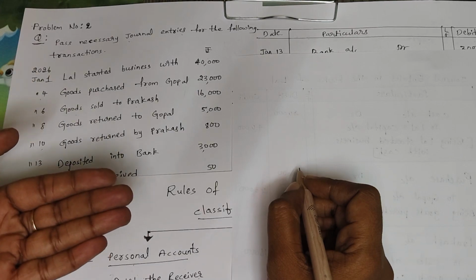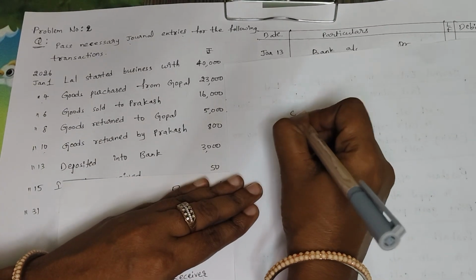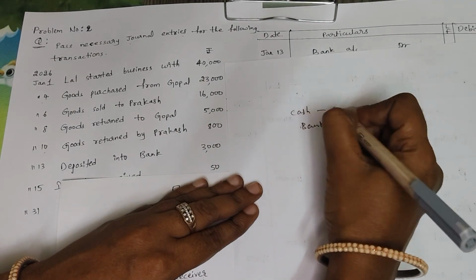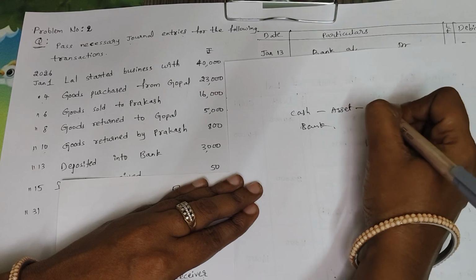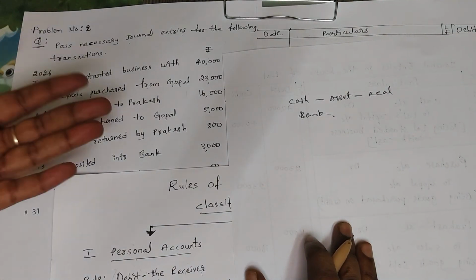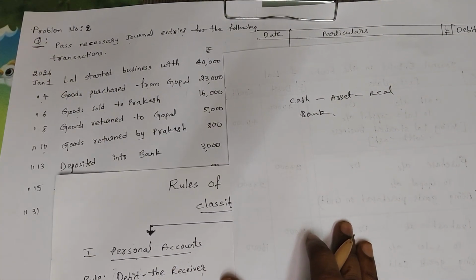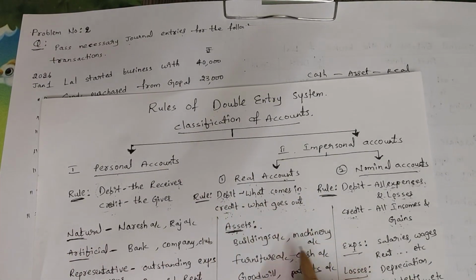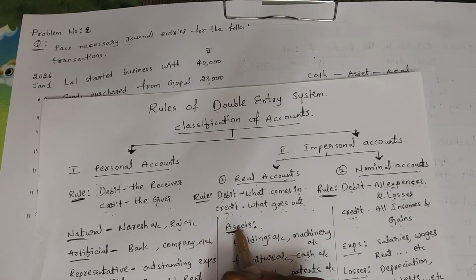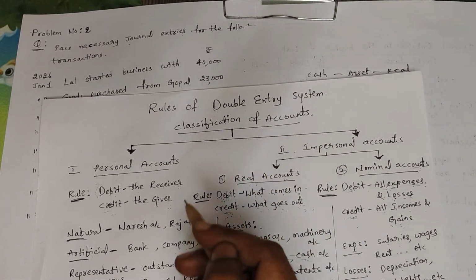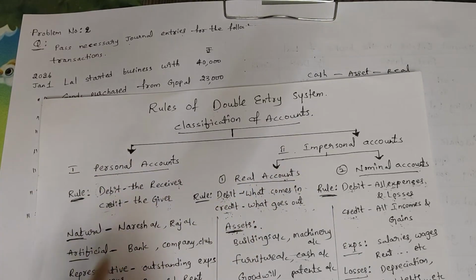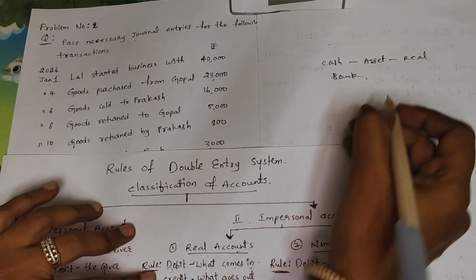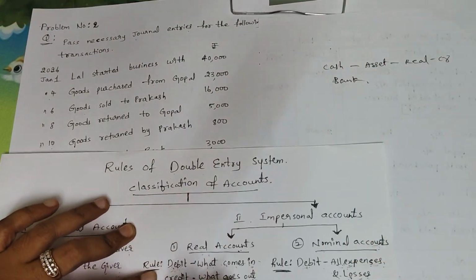Next one, on 13th, deposited into bank. What did you deposit? We are depositing cash. So what are the two aspects? Cash and bank. Cash is an asset, and an asset comes under real account. What is the real account rule? What comes in, debit; what goes out, credit. If you are depositing cash into bank, cash is going out, so that will come under credit. So cash is credit.